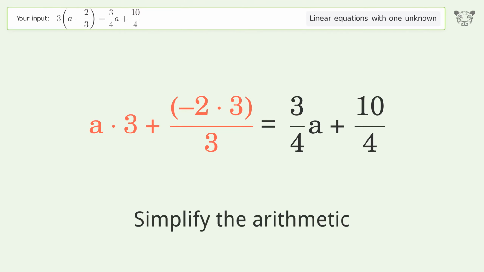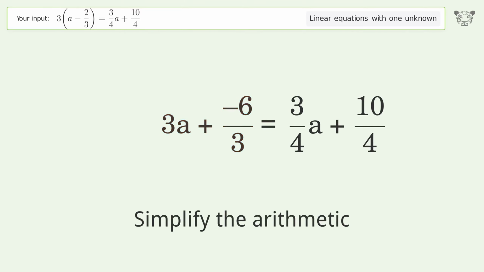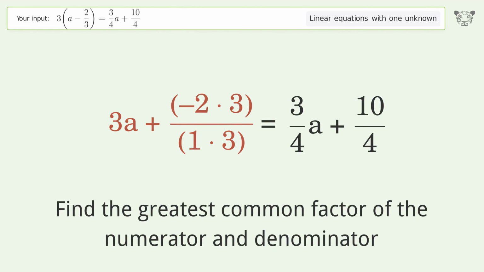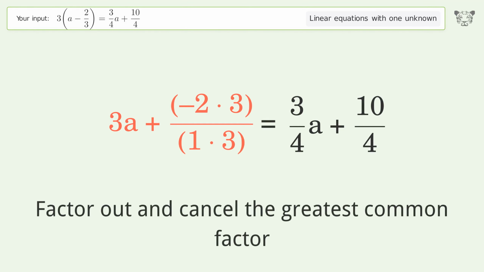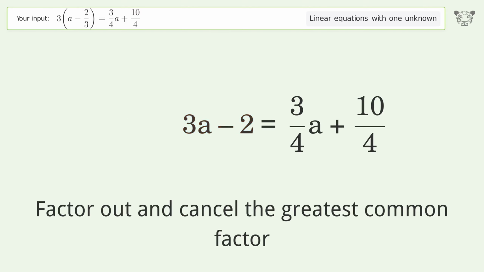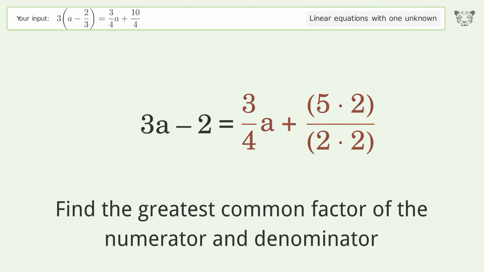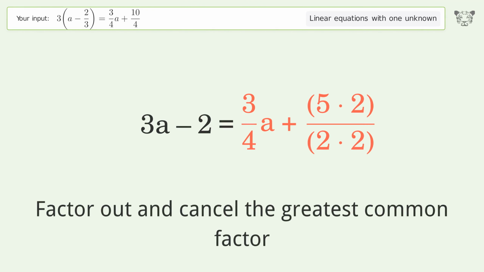Simplify the arithmetic. Find the greatest common factor of the numerator and denominator. Factor out and cancel the greatest common factor. Find the greatest common factor of the numerator and denominator. Factor out and cancel the greatest common factor.